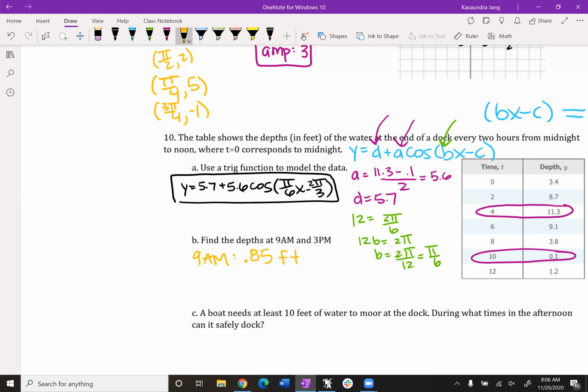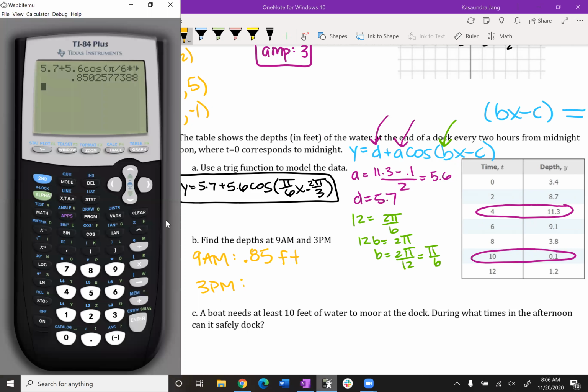And then at 3 p.m., this is again hours since midnight. So if I went to noon, that's 12 hours. And then you got 3 more hours. I'm up to 15 hours since midnight. So I'm pretty much going to do this same thing here. I'm just subbing in, instead of a 9, I'm subbing in a 15. All right, so I'm going to go replace this 9 with a 15. Okay, so it looks like I got a 10.55, again, feet. That's the depths of the water in feet, 10.55 feet.